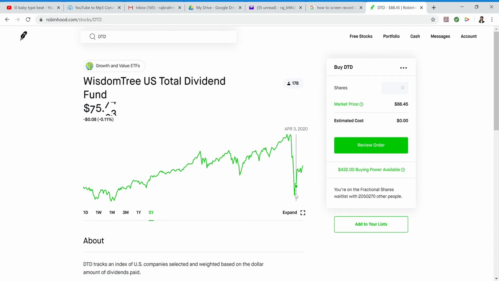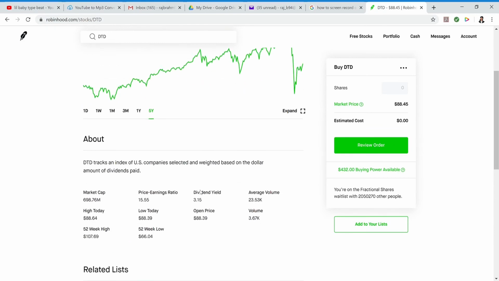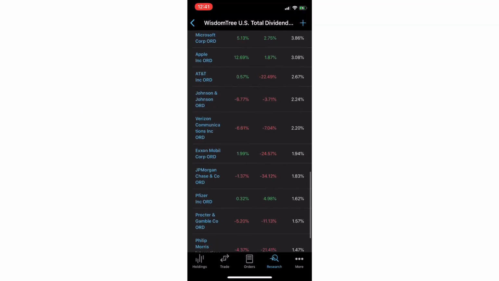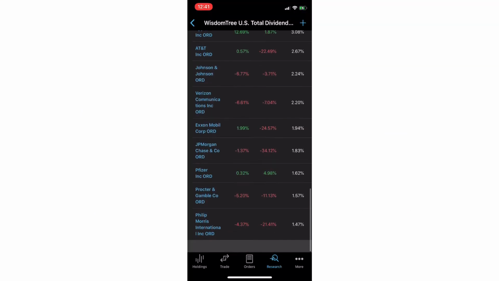And you can see, again, it's at a discount price right now, obviously, because of the coronavirus. It's $88. Last time it was $88 like 3 years ago or something like that. So you're pretty much buying something that was the same price 3 years ago. This one has like a 3+% dividend yield. These are the companies that are in it.